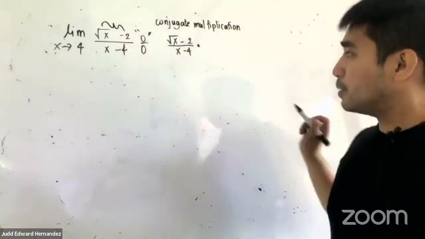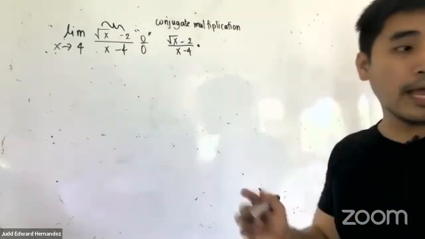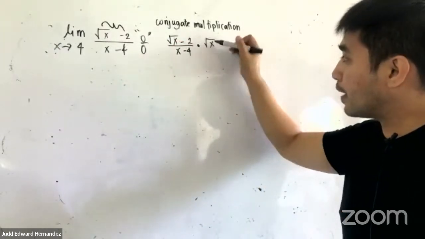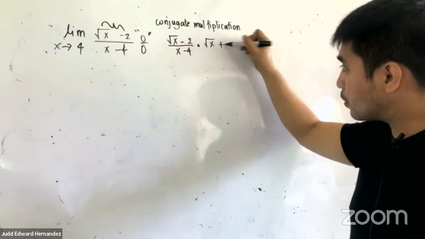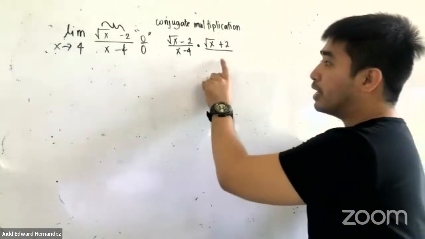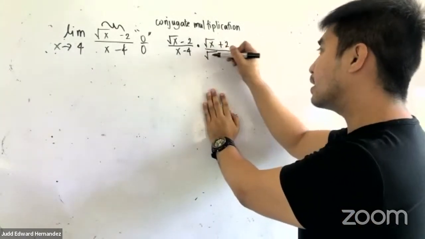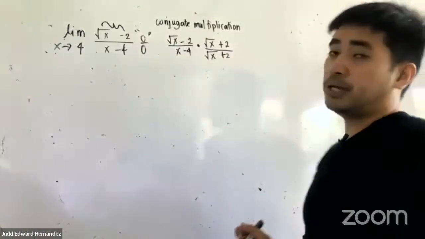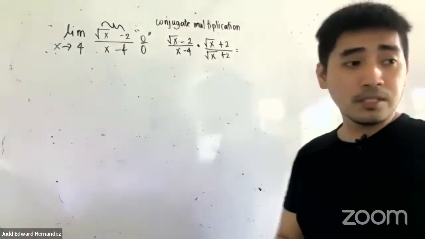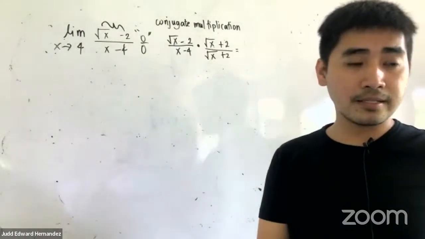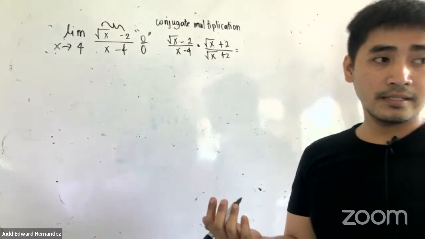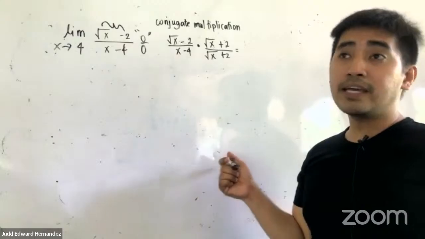Since this is conjugate multiplication, magmumultiply tayo ng conjugate niya. At ang conjugate niya po is yung kabaligtaran ng numerator, and that is square root of x. If this is negative 2, our conjugate would be plus 2. Kung nag-multiply ka sa taas, sa numerator, kailangan mag-multiply ka din sa baba. And that becomes square root of x plus 2. Okay, multiply na natin. Square root of x times square root of x, what is square root of x times square root of x? What happens? So, magiging x na lang po.